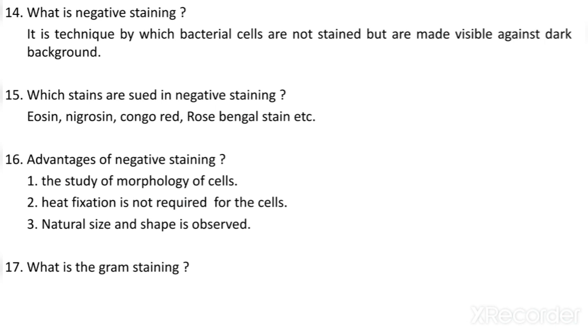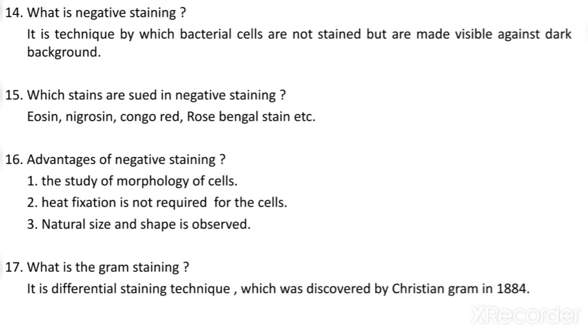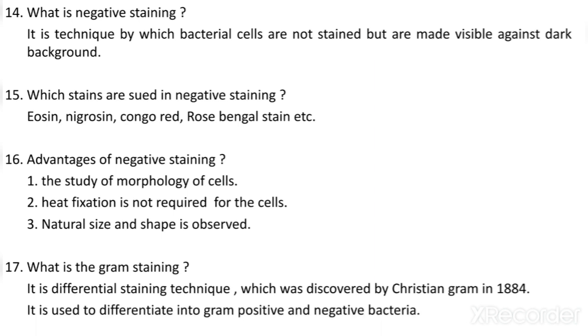What is gram staining? Now see, gram staining is a very basic technique which is used in microbiology to differentiate the bacteria as gram positive and gram negative. It is a differential staining technique which was first discovered by Christian Gram in 1884. It is used to differentiate into gram positive and gram negative bacteria.